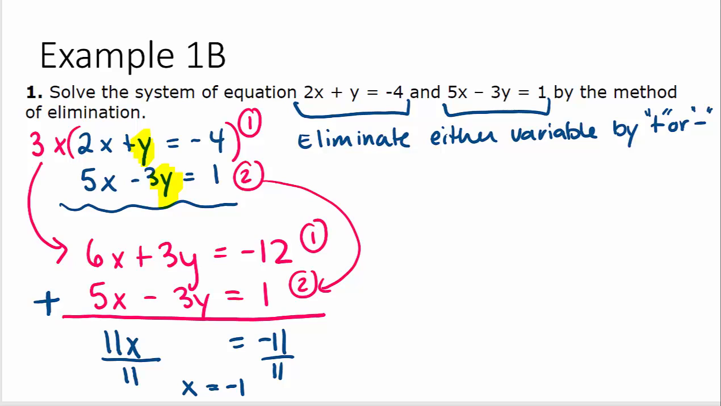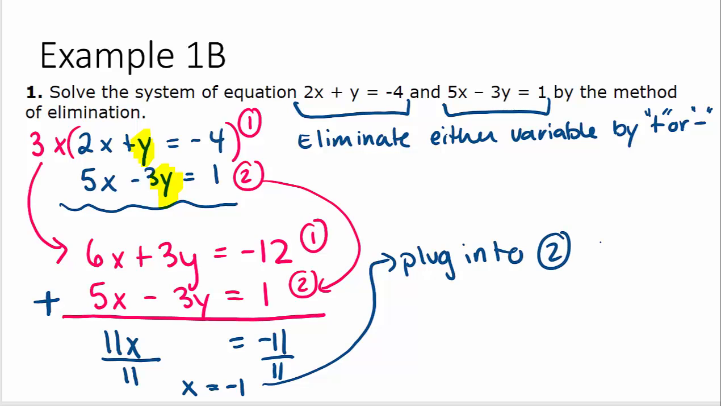So the whole purpose of this is getting rid of one of the variables so we can solve for the other. And now that we have x is equal to negative 1, I can plug that back into either equation to solve for my y value. So I'm going to plug it into equation 2 and solve for y.